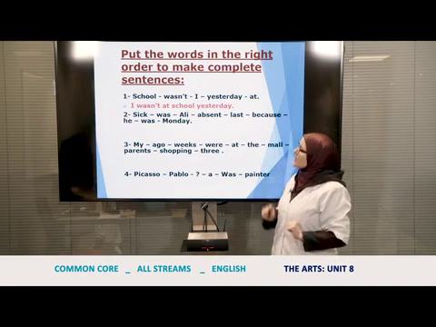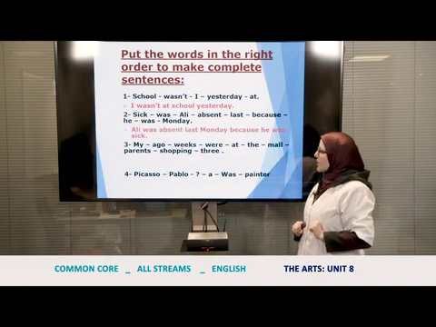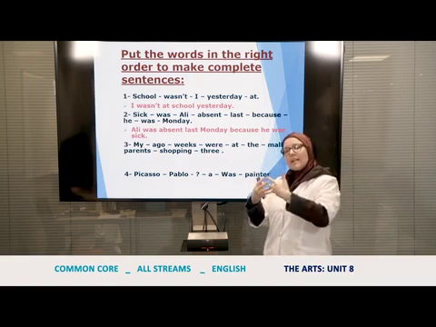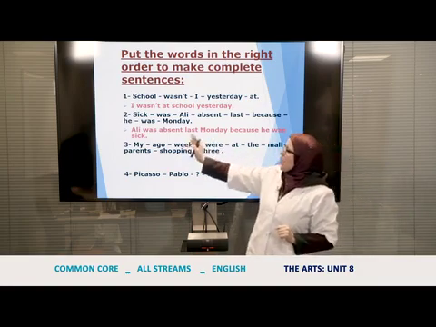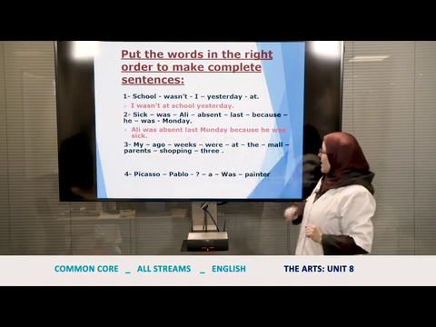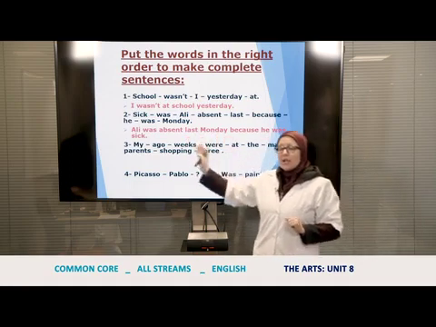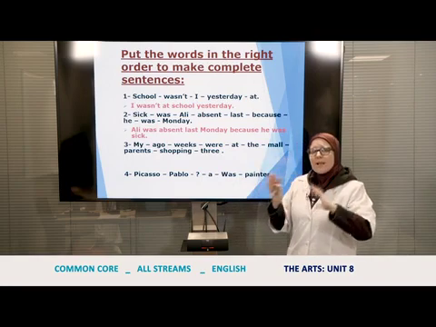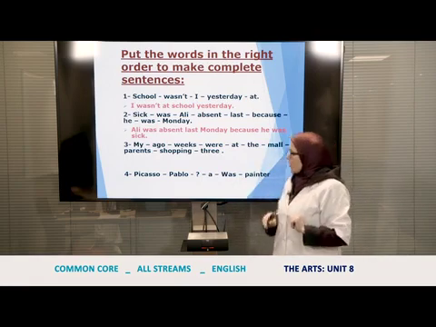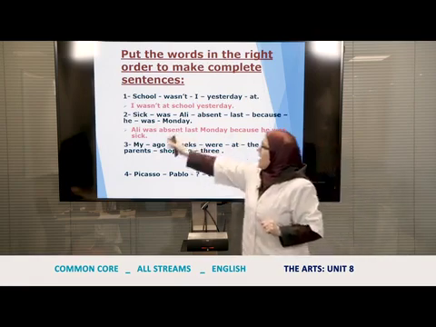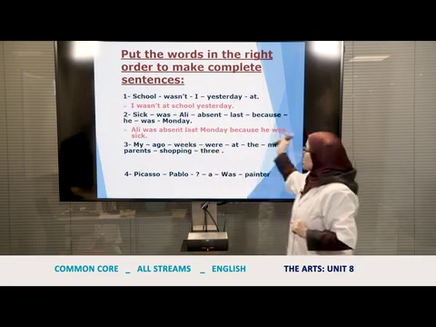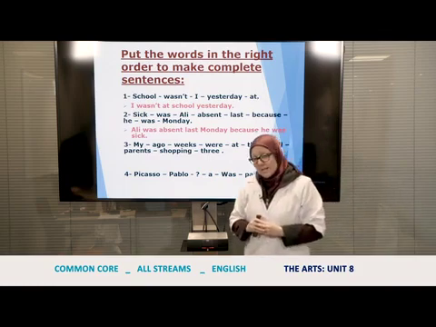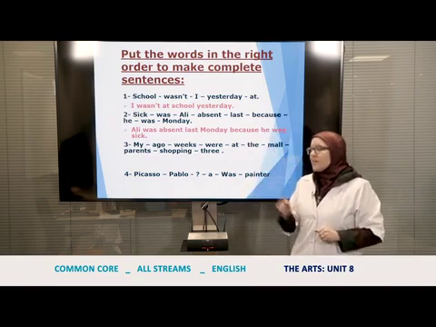For the second example, we have something like two examples mingled, or mixed in one example. So Ali was absent last Monday because he was sick. Of course, the indications of time can be placed anywhere you want. You can say last Monday Ali was absent because he was sick, or Ali was absent because he was sick last Monday. Okay, now let's move on to the third example.